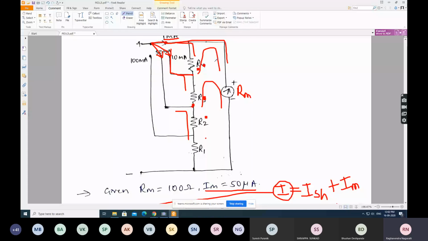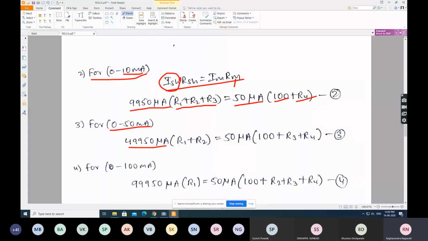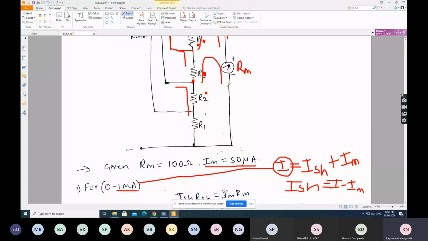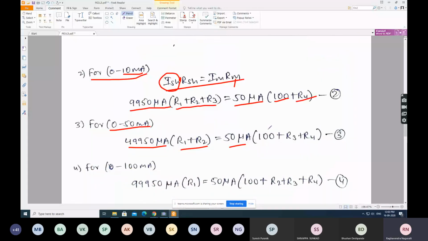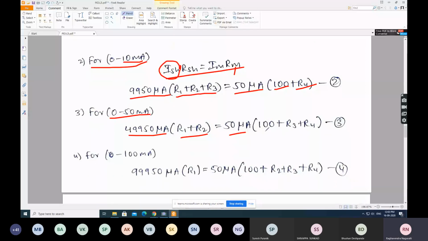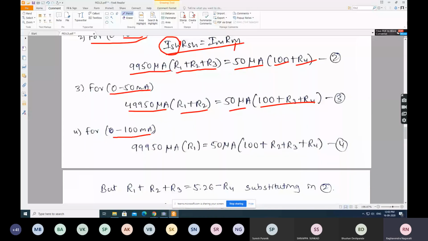So now the RSH is R1 plus R2, Im is 50 microamps, and Rm, that is the resistance in this path, we have the series combination of R3 plus R4 plus Rm. So R3 plus R4 plus Rm is 100 ohm. So in the same way, we are getting the relation for the fourth range, 0 to 100 milliamps.